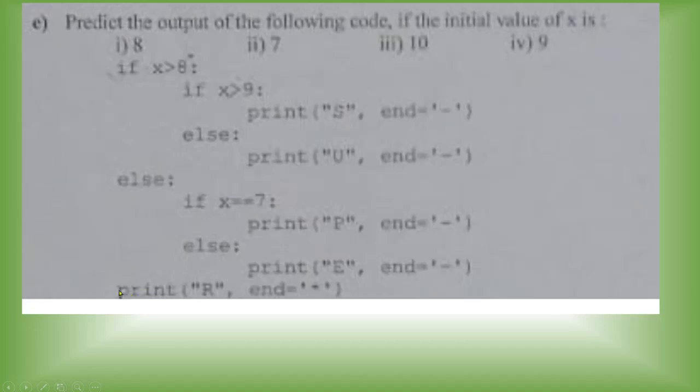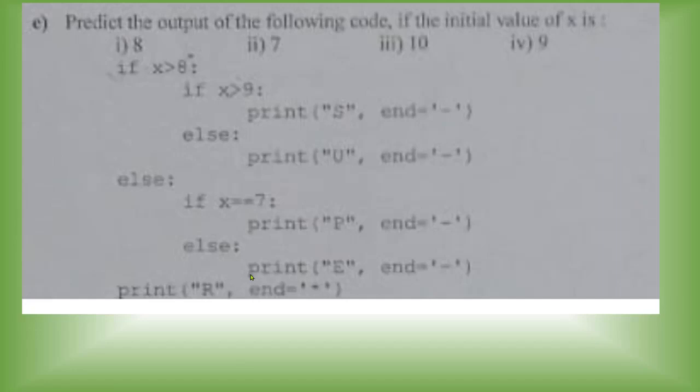It is a common statement. See that this print is coming under this along with this indentation. So that means this print is a common print statement. That means that whether the condition is true or false, in both cases this print statement will be executed. So the output will be R. In the first case you will get the output as E, and in the second case you will get the output as R.